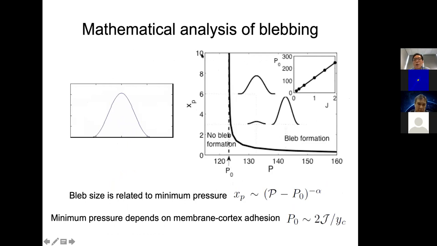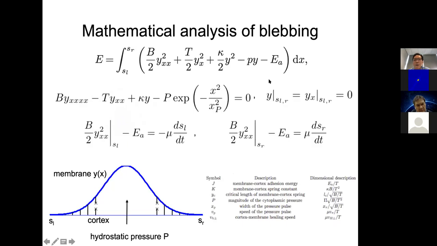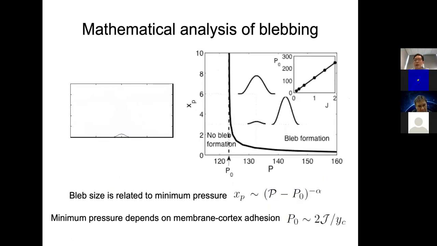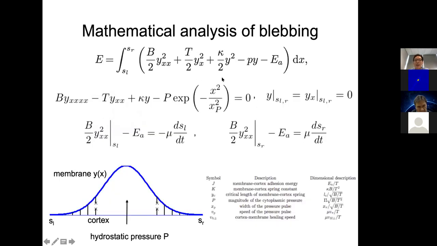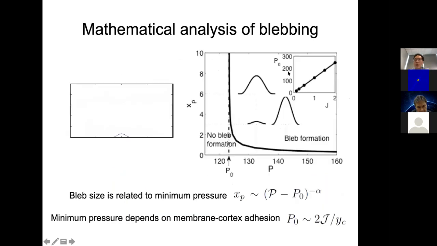So the two interesting parameters here are, on the x-axis, P, which is essentially the magnitude of the pressure. So this is how strong you are pushing out on the membrane. And then the second important parameter, what I call xp, on the y-axis, is the width of this pulse. So how localized or how wide the pulse is. And we can essentially work out a regime where you form these blebs and then regimes where you don't form these blebs.